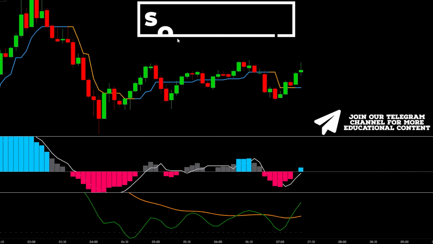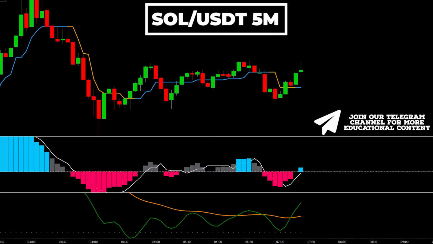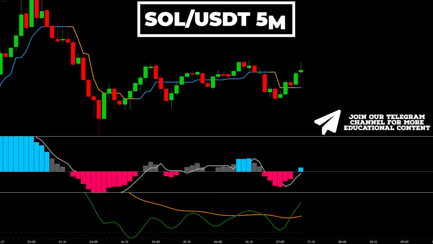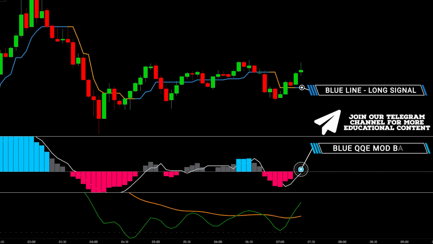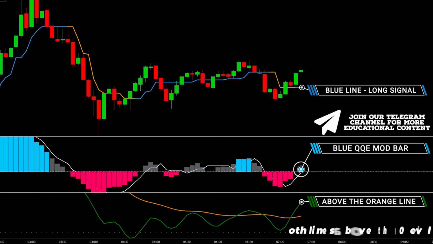To sum up, let's view a live example of a perfect long trade. Here's Solana, a 5-minute time frame. As you can see, the extreme trend indicator turns blue right here, giving us an early long signal. Then, we can see that the QQE indicator is blue as well, so that our first confirmation is received. Finally, the volume flow's green line is above the orange line, and more importantly, it locates above the 0 level, so that all entry rules are met.